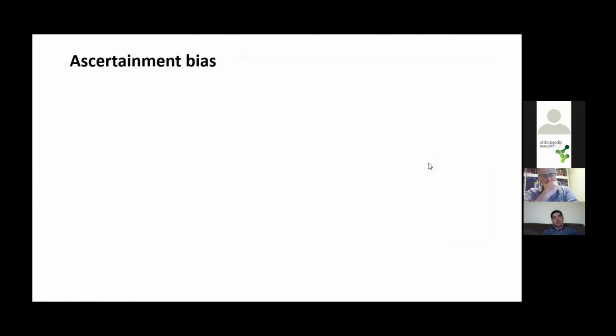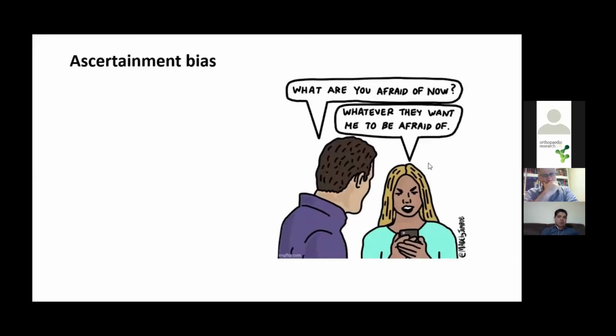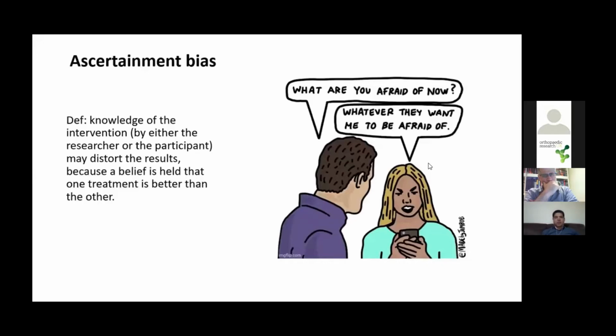Another type of bias is ascertainment bias. This is knowledge of the intervention: if the surgeon or the patient knows which treatment the patient is receiving, that is ascertainment bias, especially if there is a belief that one treatment is better than the other. If I'm comparing a knee replacement with another prosthesis, I don't know which patient is in each arm. I will do the surgery, except inside the operating room, but not before that. This is again overcome by randomization.